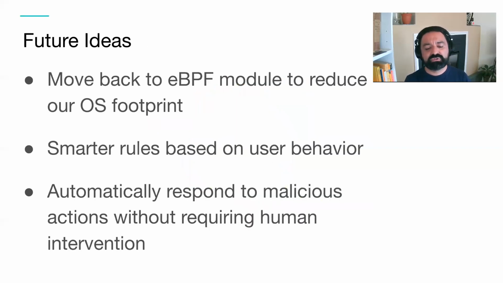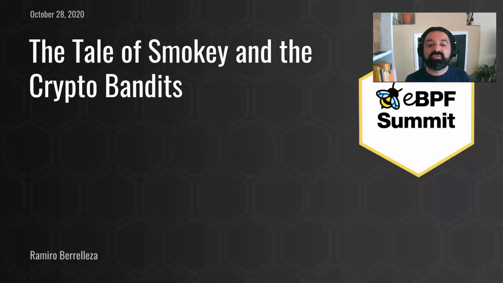So for us, the future looks like this. We do want to move to the eBPF module. We have to figure out how to improve the performance because we want to reduce our OS footprint. We want to run with a small OS. We're going to have to build some smarter rules based on behavior. We are analyzing how our users use Okteto to make sure that we block the bad guys, but not the good guys. And we want to invest more in automating the response to malicious actions rather than requiring a human. And this is where we are today.